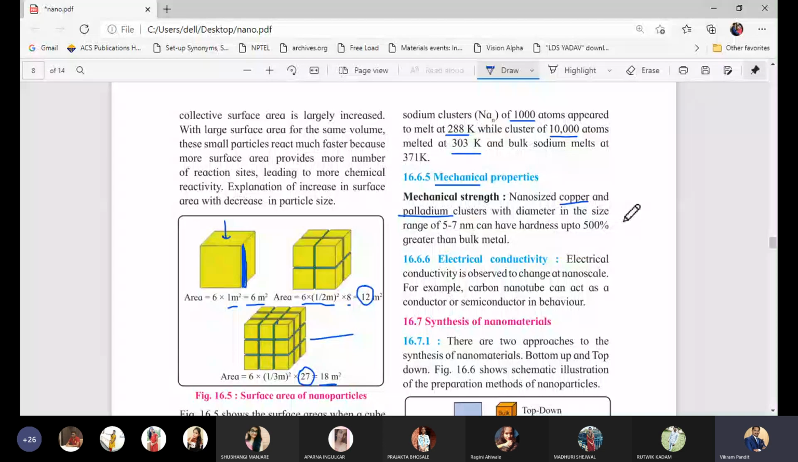If you have carbon nanotubes, then those can be, carbon nanotubes are generally conductor or semiconductor in behavior because those are in the nano.